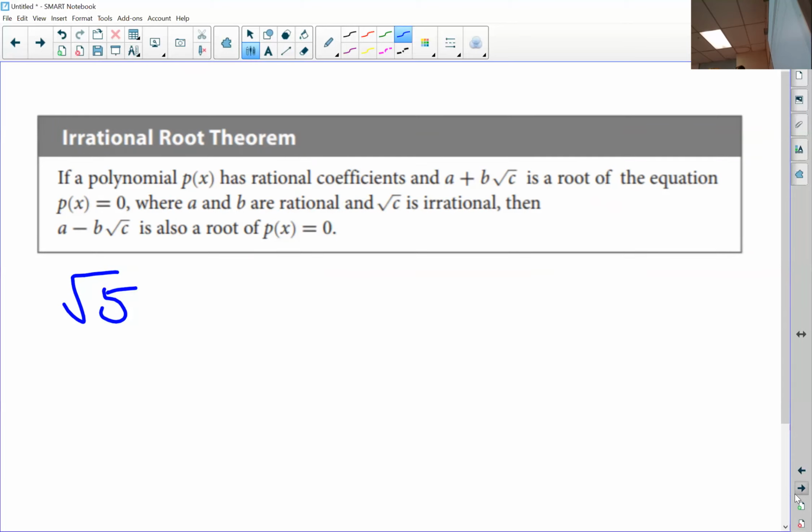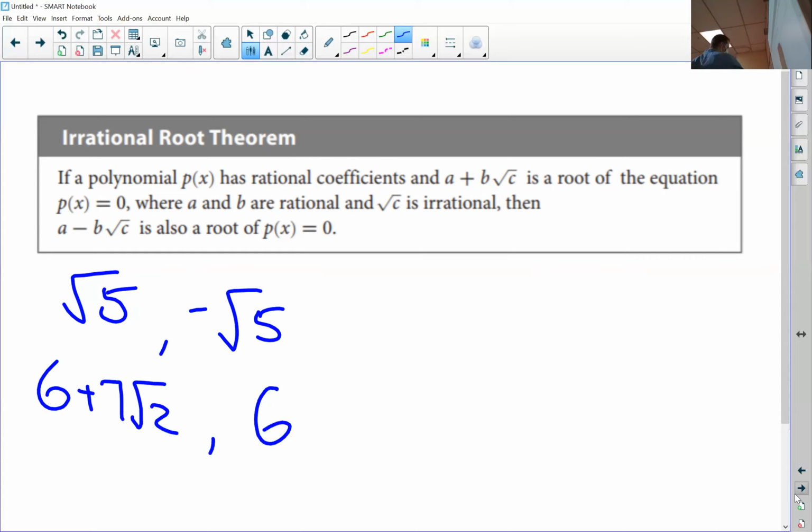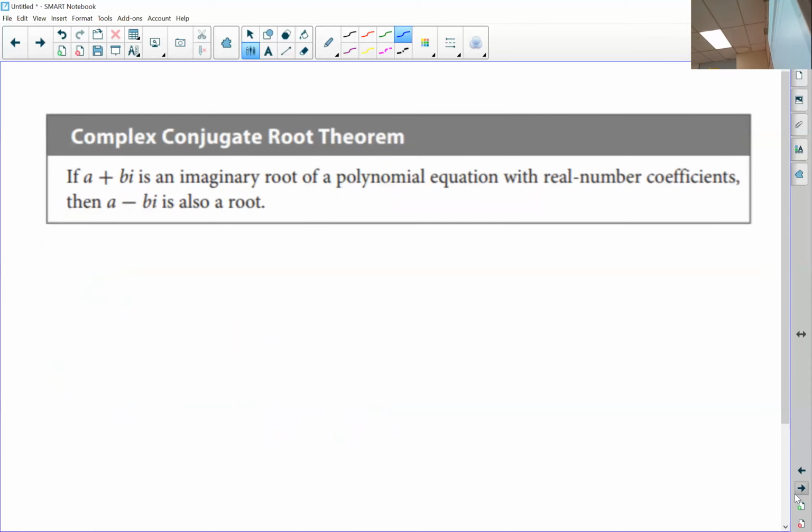So if I had, for example, the square root of 5, what must I have with it? Negative square root of 5. If I had 6 plus 7 square root of 2, I have to have the negative version too. Does that make sense? And that's coming next. Every time I have a square root, I have to have its conjugate opposite. Does that make sense? And Tobias got ahead of me and said, hey, you have to have that for i's too. That's exactly right. That's called the complex conjugate root theorem. For every i, you must have its opposite. So if I have 2i, I must also automatically account for what?